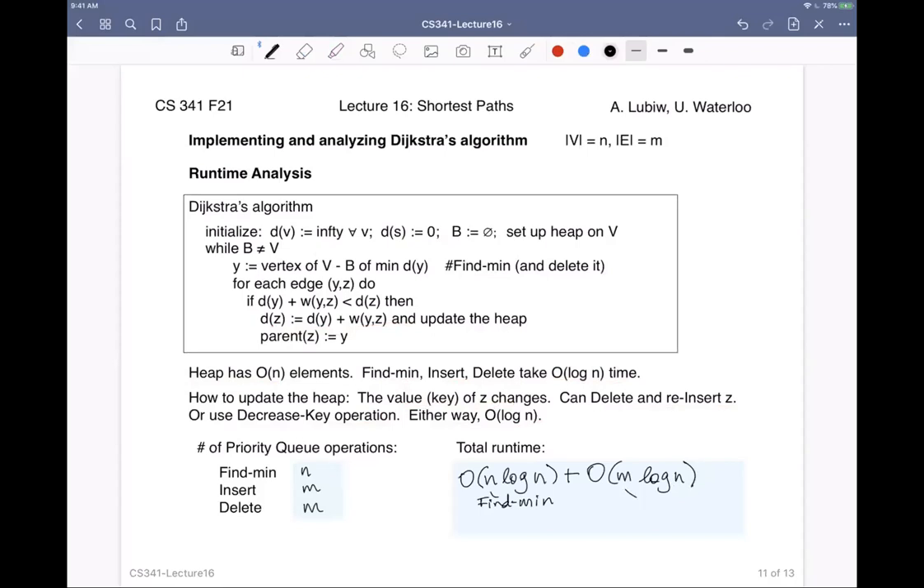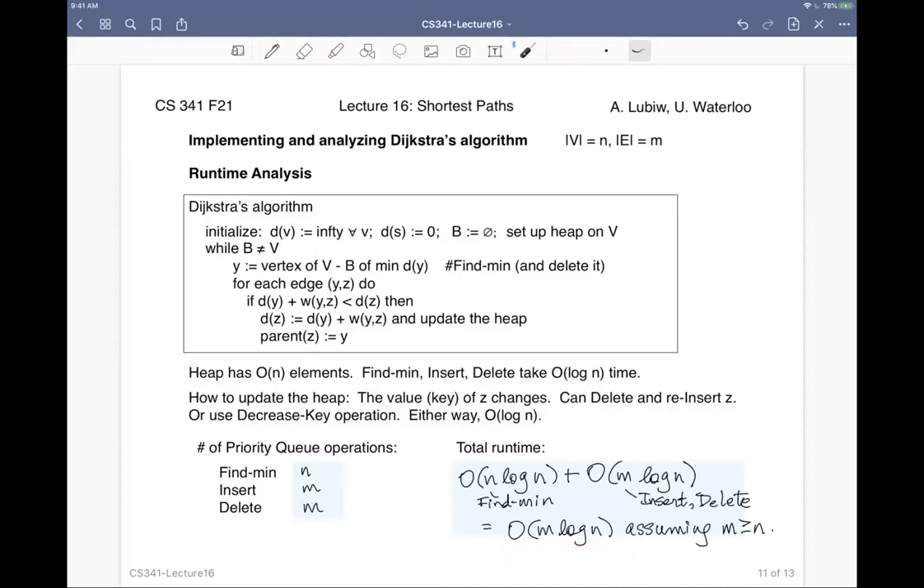And this is for the inserts and deletes, or the decrease key, if you like. And the total here then becomes order m log n, assuming m is at least n. Okay. So that's our total runtime then for Dijkstra's algorithm.